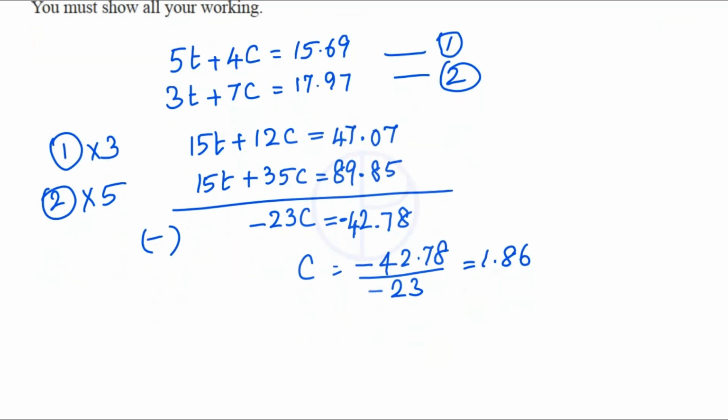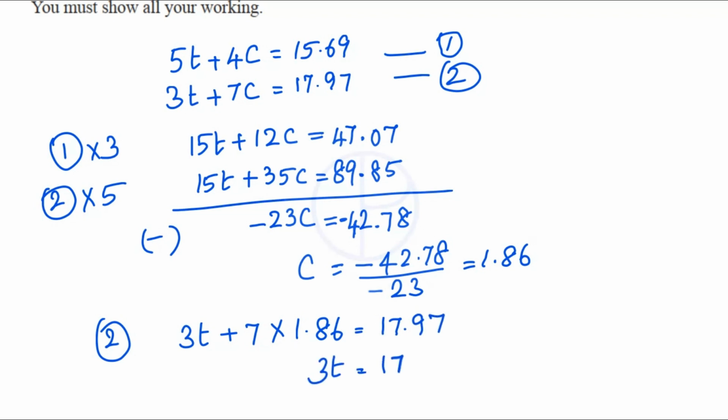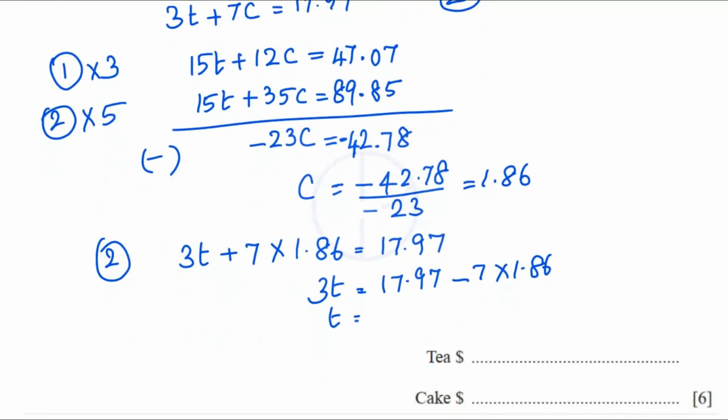So let's find out t value from equation 2. 3t plus 7 times 1.86 equal to 17.97. So 3t is equal to 17.97 minus 7 times 1.86. And what is t? t is 17.97 minus 7 multiplied by 1.86, divided by 3, which is equal to 4.95 divided by 3, which is 1.65.